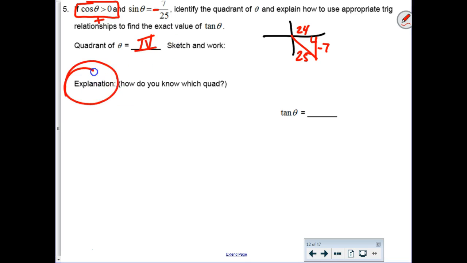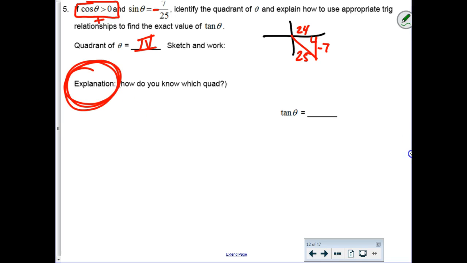And then you need to explain how do you know it's in quadrant 4. And it's going to be nothing really that great, guys. Well, explanation, I'm looking for a sentence. So you're going to say, in quadrant 4, the sine value is negative. However, the cosine value is positive. That would be a good explanation.